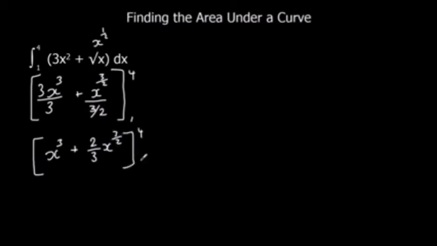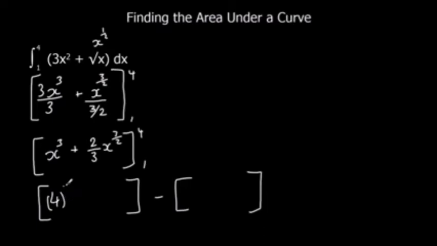Then let's put our limits 4 and 1. So the next step, like the last one we did, is to substitute 4 in that result, minus substitute 1. Then we find the difference. If I put 4 raised to power 3 plus 2 over 3 times 4 raised to power 3 over 2, then we substitute 1 now: 1 raised to power 3 plus 2 over 3 times 1 raised to power 3 over 2.